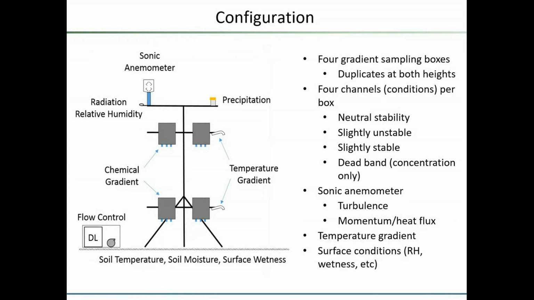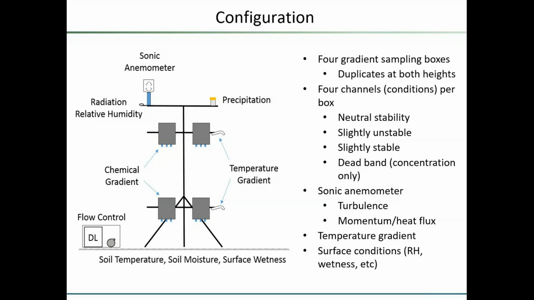So what does this conditional sampler look like? Here's a schematic that shows a configuration for the system that we have assembled here at EPA. And I'll try to tie together some of the details that we've talked about so far. We have 4 gradient sample boxes. We have duplicate boxes at each of 2 heights. So these are the gray rectangles there.